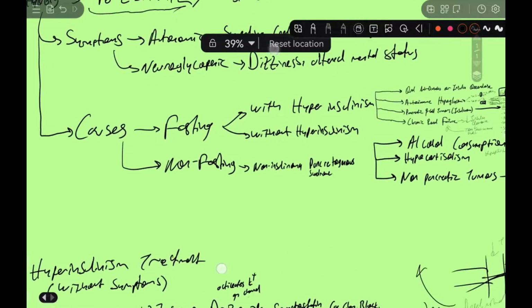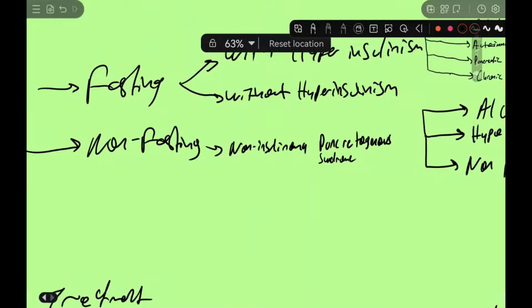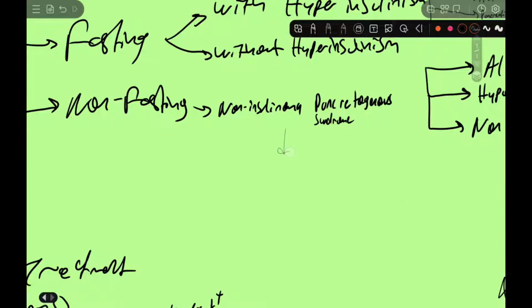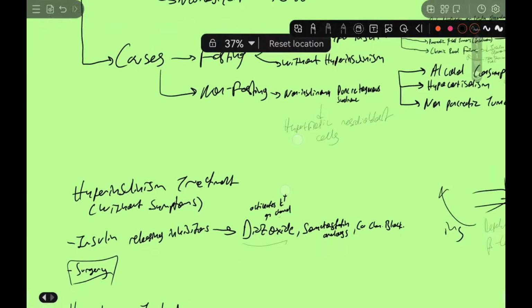In non-fasting hypoglycemia, we have non-insulinoma pancreatogenous hypoglycemia syndrome. Those patients have hypertrophic nesidioblast cells, so they will secrete more insulin.